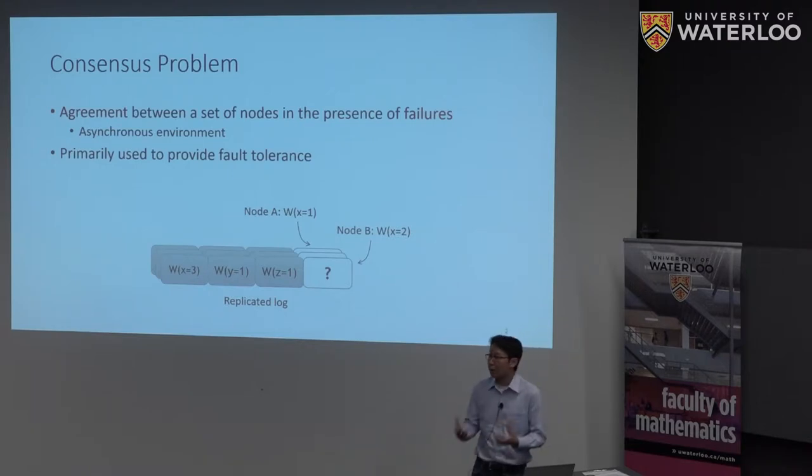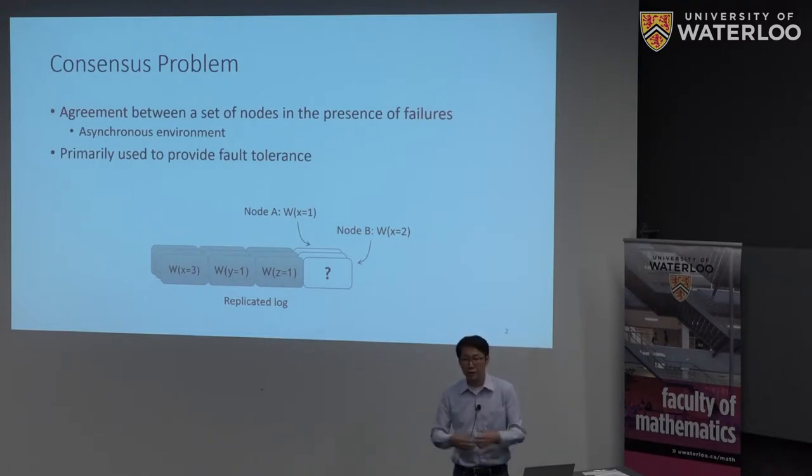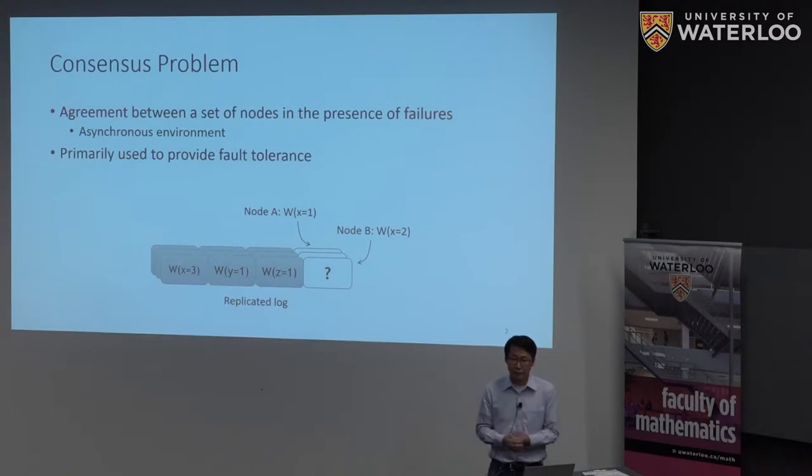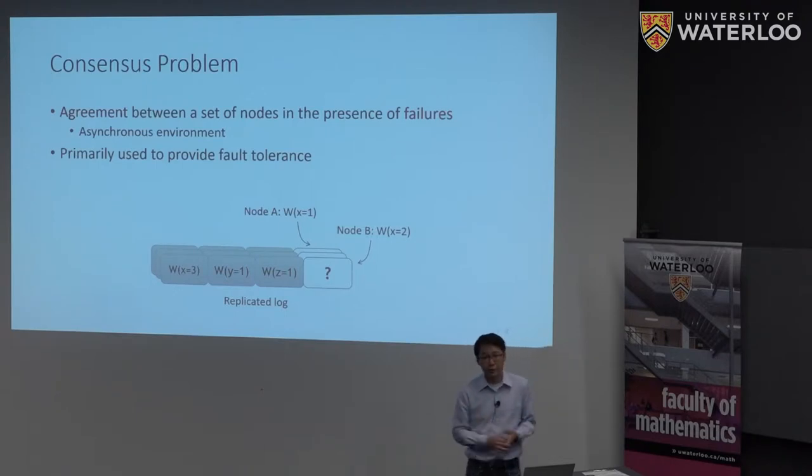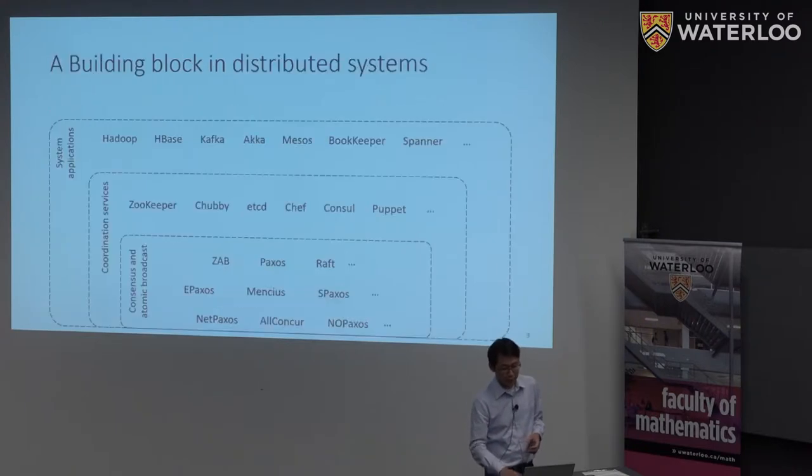Consensus protocols have primarily been used to provide fault tolerance. A service or application can represent its state as a sequence of state changes that it records in a log, and they can use the consensus protocol to replicate this log so that all the members have the same entries in the log and have fault tolerance in that way. By doing so, the service remains available as long as a majority of the nodes are still functional. This is a very powerful primitive.